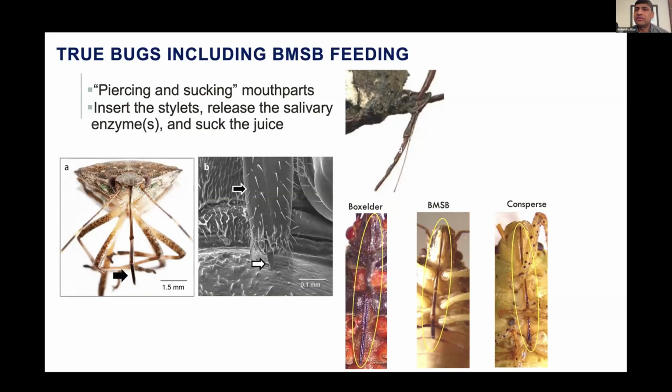They basically release some type of digestive, salivary enzyme, which helps them liquefy the content, and then they draw that content back. When they feed, they create all kinds of different symptoms on the fruit because they are sucking the juice from younger to mid-stage fruit. All of these insects have more or less the same feeding behavior: piercing, sucking mouthparts.